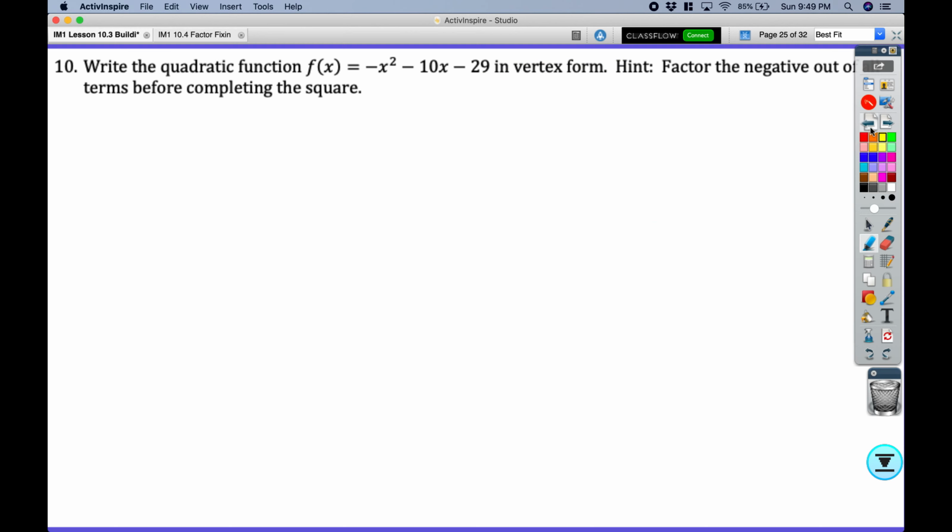Now, the last type of problem here is, what if I have a negative in front of the a value? It's one little difference. It's very similar to the previous one, number 9, that we just did. So let's go ahead and look at that together.